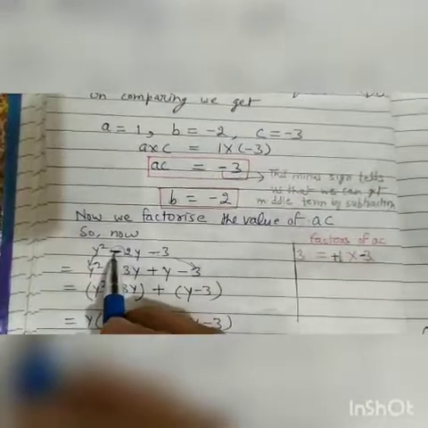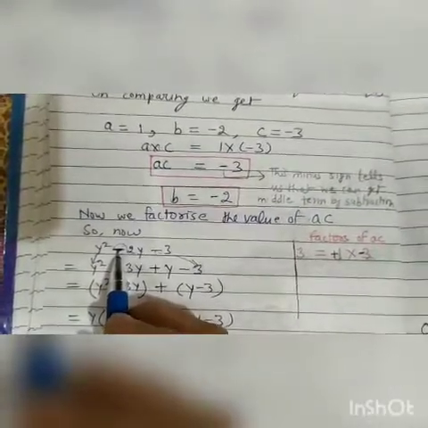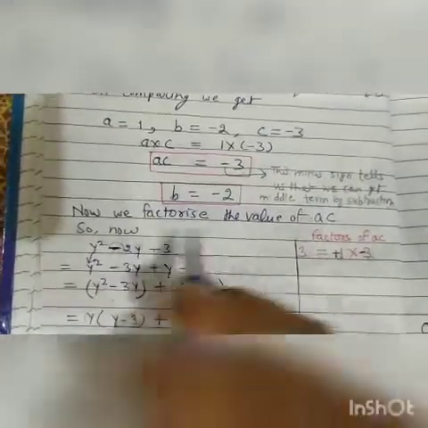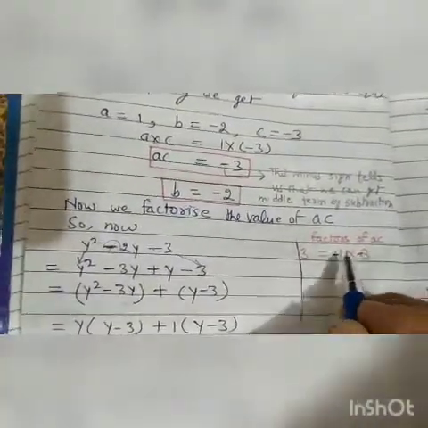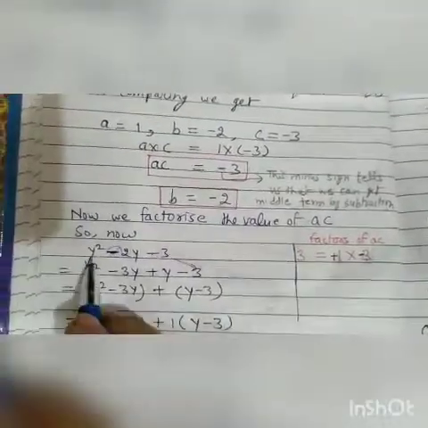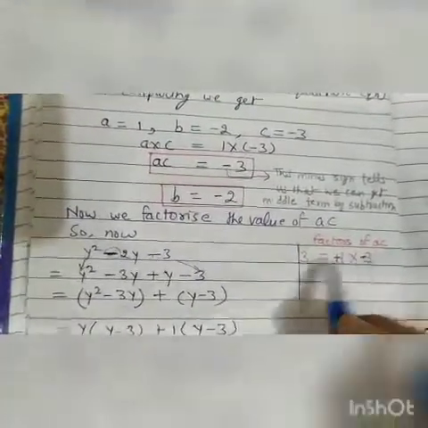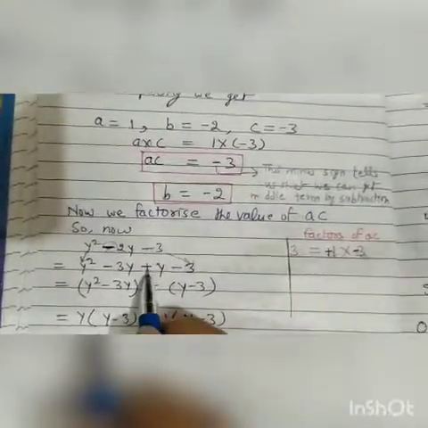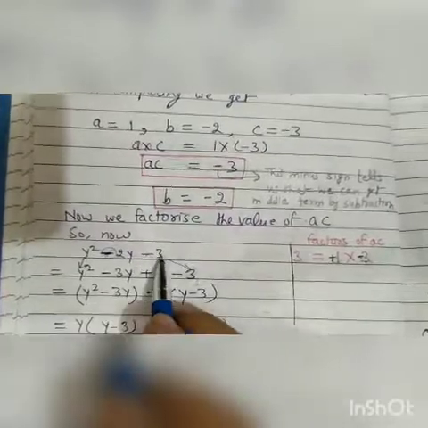What is the sign of this middle term? The sign of this middle term is minus. So we will put this minus sign with the greater number and the opposite sign with the smaller number. So this is y square. Then we can write minus 3y. Then this plus 1y will be written as plus y minus 3.